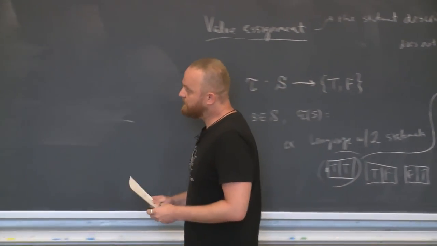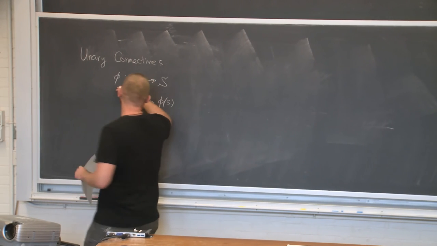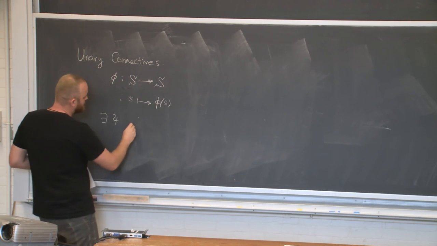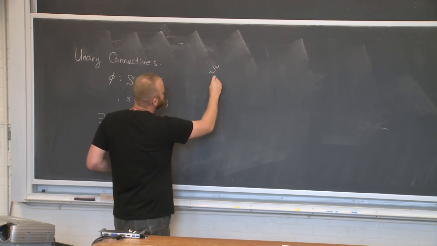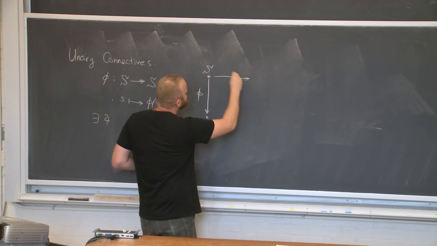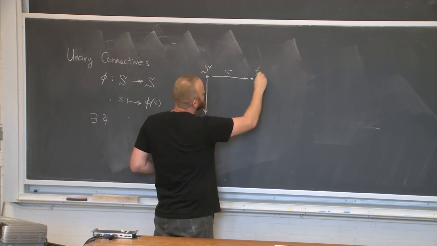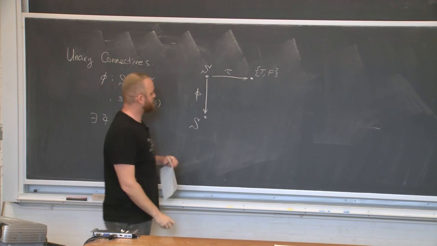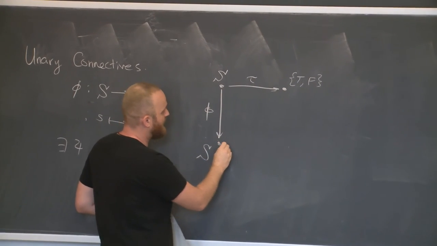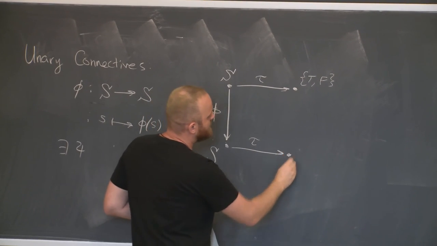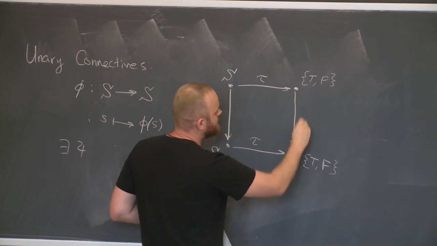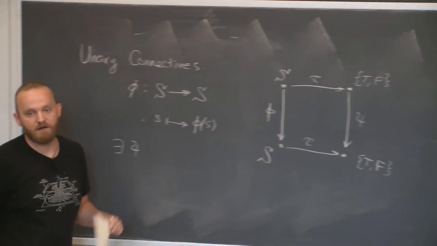So a consistent unary logical connective means that there exists some function psi so that if we take any statement and we map it to another statement, we could have taken the truth value of this statement and mapped it to the possible values. We could have also first used the unary connective and then looked at the truth value of the resulting statement. For phi to be consistent, there has to exist another function psi that makes this diagram commutative.